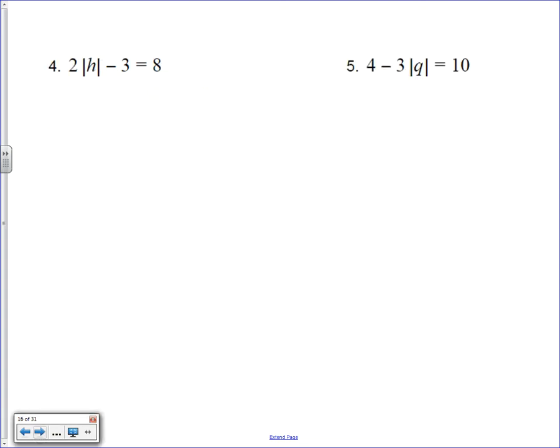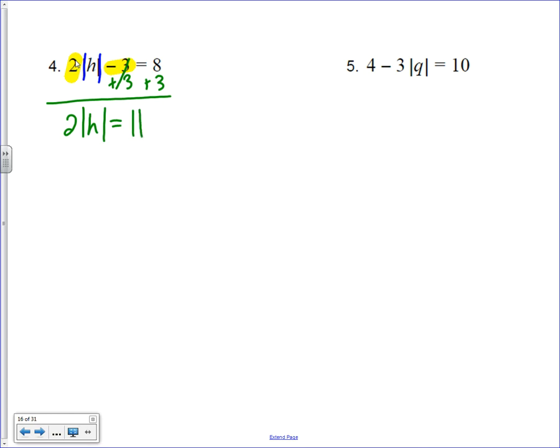All right, let's do something a little bit different here. In number 4, I want you to notice that there's stuff outside the absolute value. Here's my absolute value. I have this 2 and I have this minus 3 that are also attached to it. Before I can set up my positive and negative version, I have to get rid of those things. Okay, so the farthest thing away from the absolute value is going to be that minus 3, so we're going to get rid of that first. Then I need to get rid of that 2.